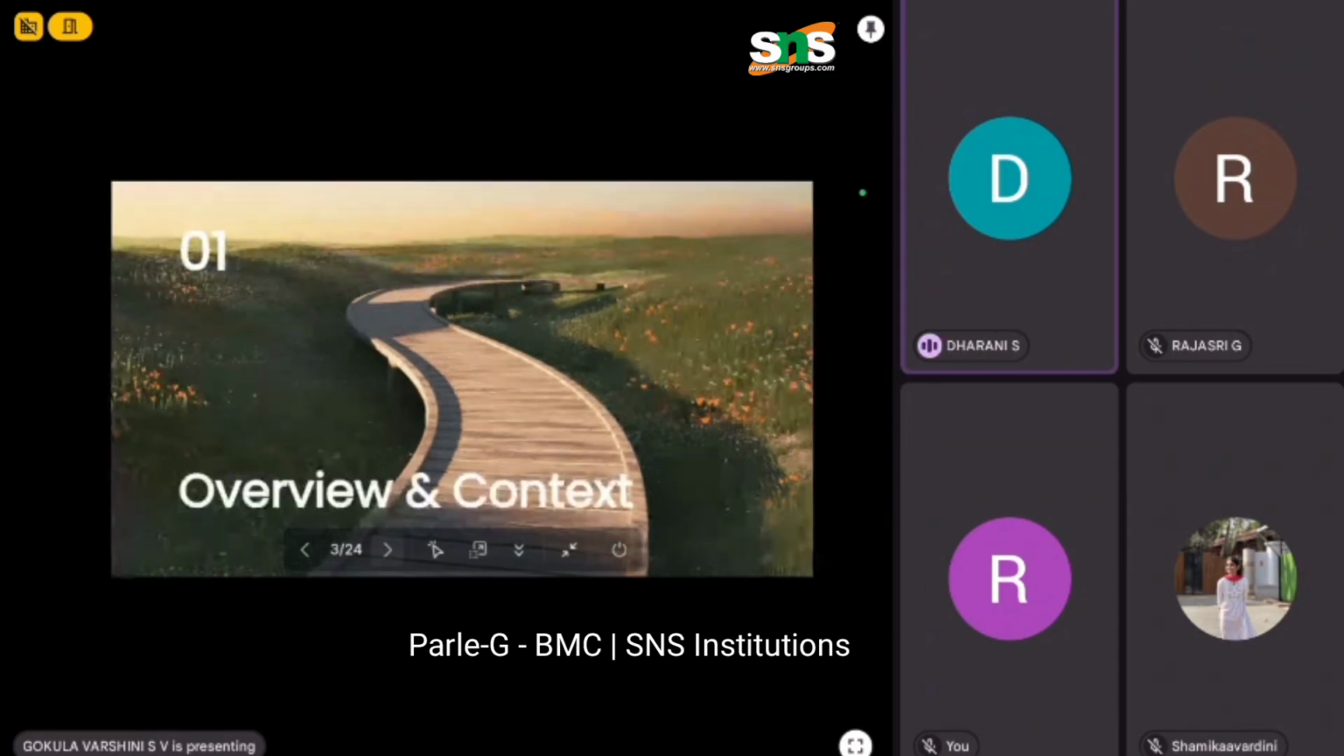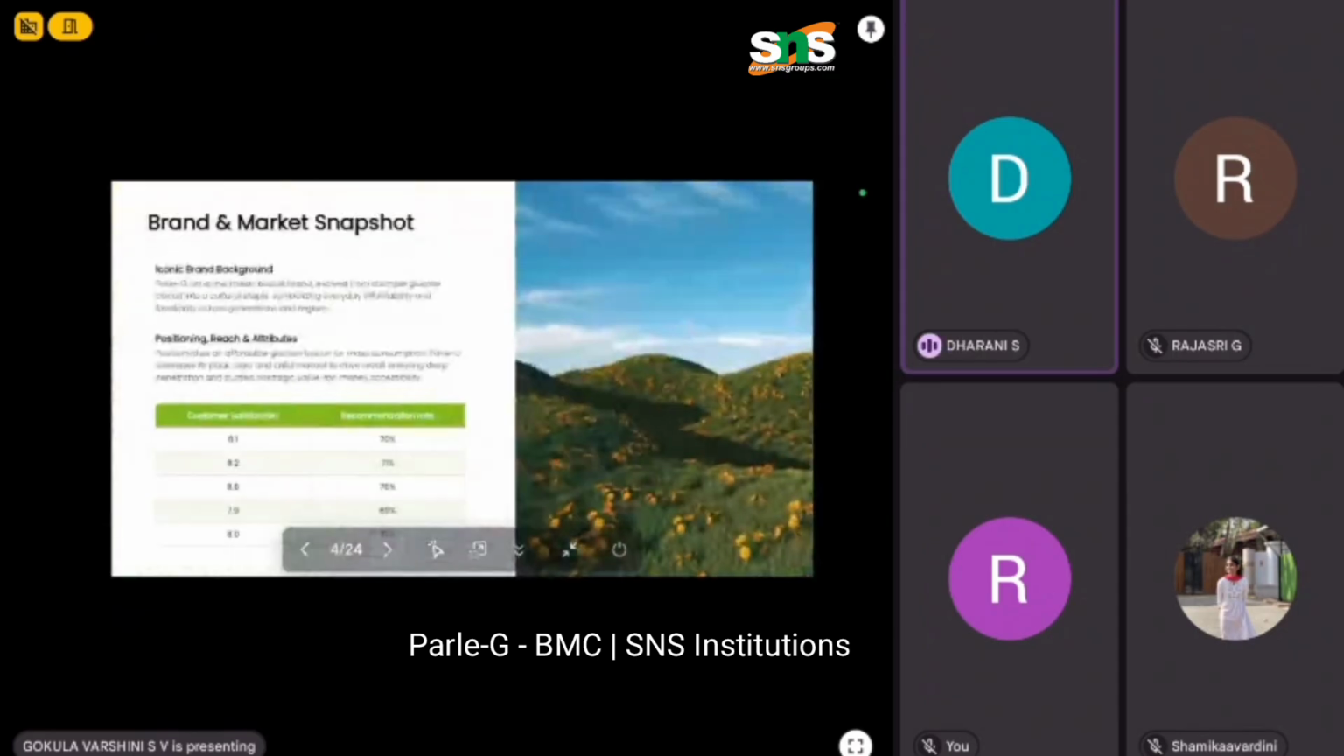Coming to overview and context, the overview will explain Parle-G's pathway, brand and market snapshot. Parle-G is a famous brand. It has many market values. This table lists out the percentage and customers' expectation of Parle-G. Coming to the background, Parle-G is a famous brand and it can reach the customers easily.